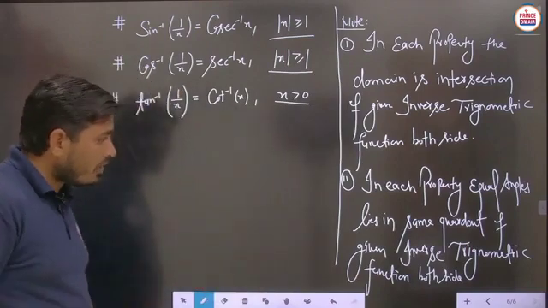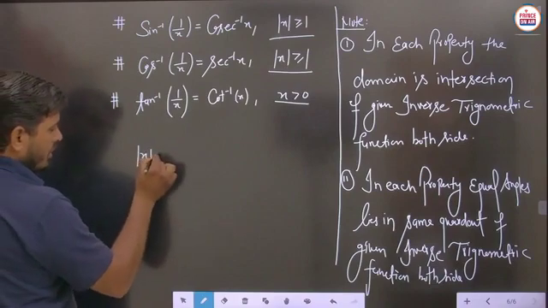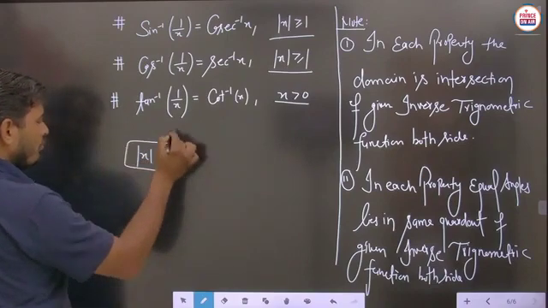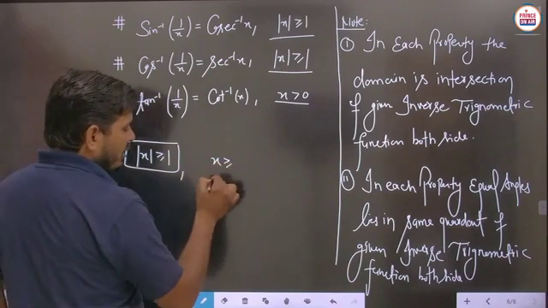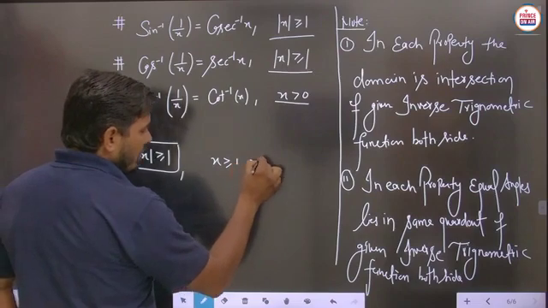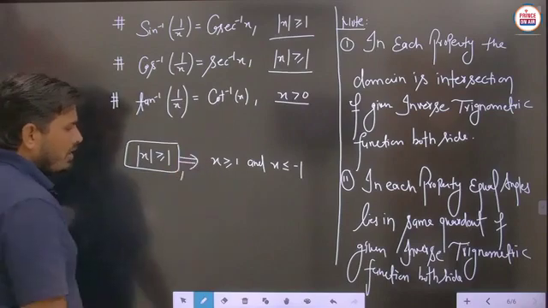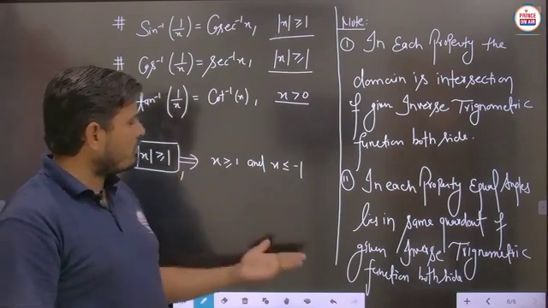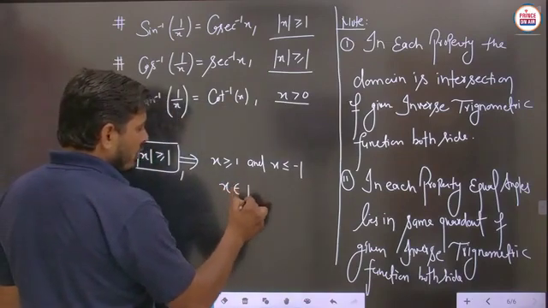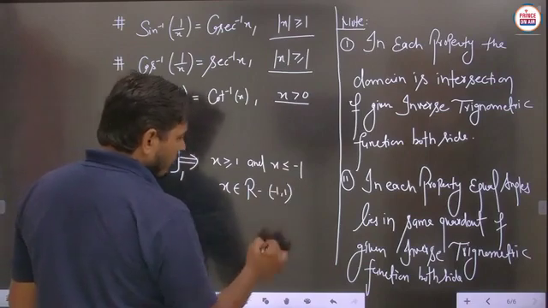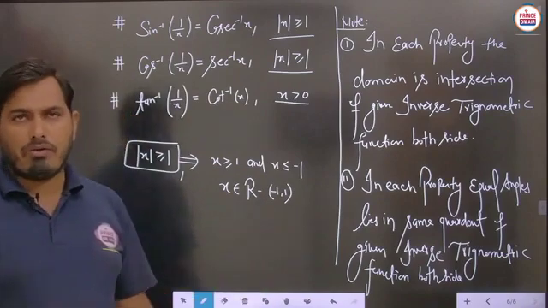Now student, in the very first part it is written as modulus of x is greater than or equal to 1, meaning x is either greater than or equal to 1 or x is less than or equal to minus 1. Or you can write it like this: x belongs to R minus the interval (minus 1, 1), meaning we have not included the values between minus 1 and 1. All the remaining values get included.